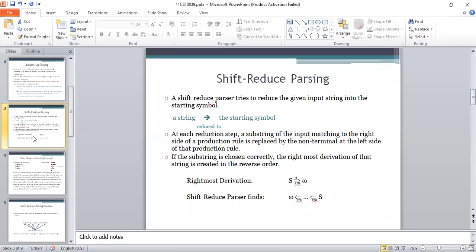One more is the reduce step. When the parser finds a complete grammar rule, that is the RHS, and replaces it with the LHS, it is known as the reduce step. This occurs when the top of the stack contains a handle. To reduce, a pop function is performed on the stack which pops off the handle and replaces it with the LHS non-terminal symbol. So a shift reduce parser tries to reduce the given input string into the starting symbol, from bottom to top. At each reduction step, a substring of the input matching the right side of a production rule is replaced by the non-terminal at the left side of the production rule. If the substring is chosen correctly, then the rightmost derivation of that string is created in reverse order.